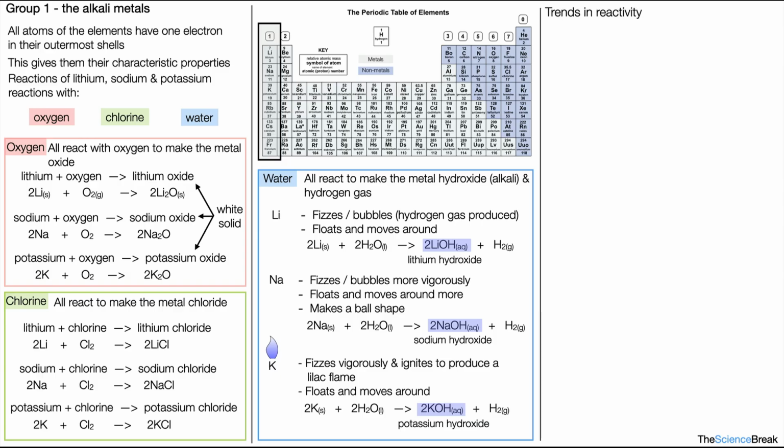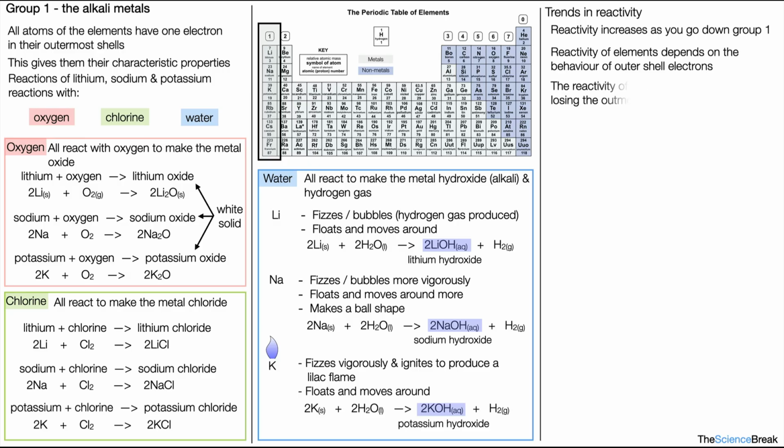Next, we're going to take a look at trends in reactivity in group 1. The reactivity increases as you go down group 1. The reactivity of the elements depends on the behavior of outer shell electrons. The reactivity of metal elements depends on losing the outermost electrons. For group 1, the reactivity increases as you go down the group.